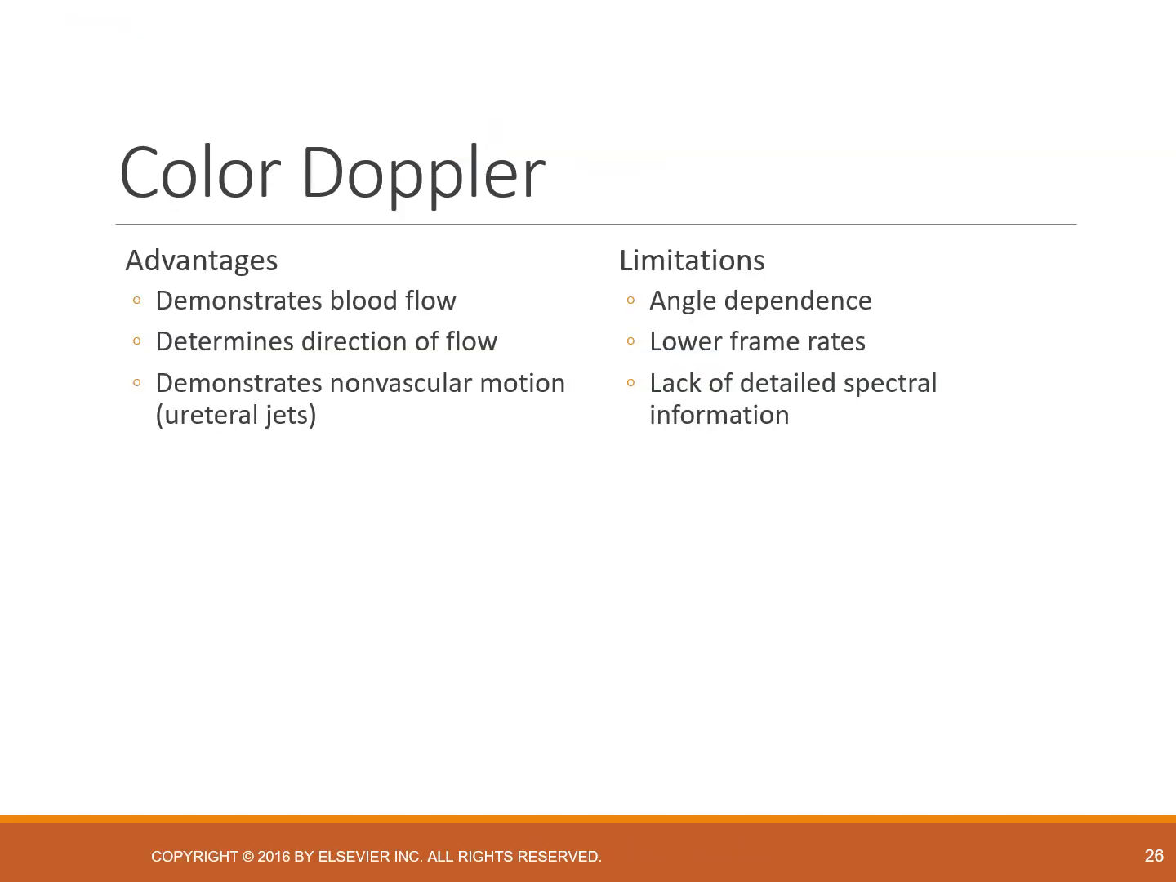Okay, so color Doppler can be fantastic. It demonstrates blood flow. It determines the direction of your flow. It can even demonstrate, sometimes to our benefit, sometimes to our detriment, non-vascular motion like ureteral jets in the bladder. Other times those can be distracting when it's wall motion or heart motion or something like that. It does have some limitations because we have to be very, very careful with our angles.